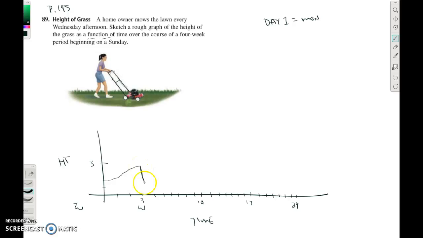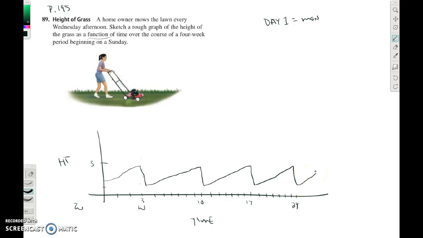So we could either say it's going to take a very sharp decline over the course of the day that I cut it, right? Maybe it takes me like an hour to cut it. So the average height of the grass is going to decrease down to there really sharply. And then it's going to grow gradually over the course of a week. And then the next Wednesday is going to come along and I'm going to cut it. And then it's going to grow and I'm going to cut it. And it's going to grow and I'm going to cut it. These are not vertical lines. These are just really sharply decreasing heights. Okay?